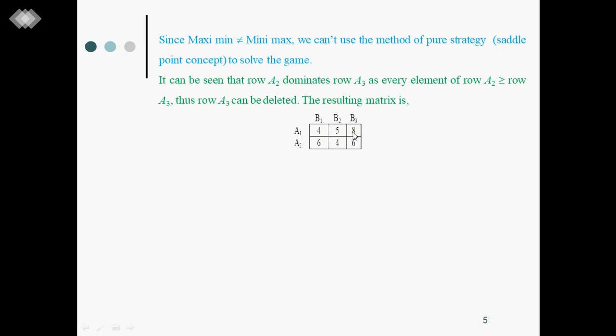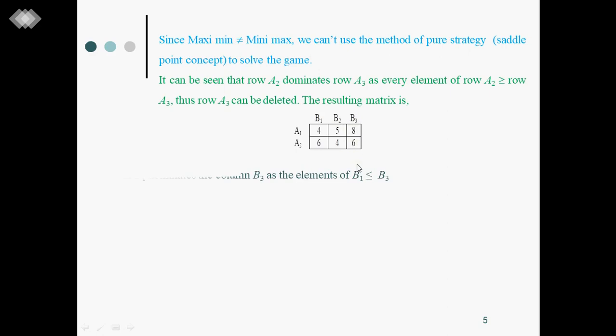5 is less than 8. 4 is less than 6. So from B's point of view, instead of losing 8 and 6, he prefers to lose 5 and 4. In other words, all the elements of B2 are lesser than or equal to B3. Hence, B2 dominates B3 here. B2 dominates B3. So B3 is to be eliminated.